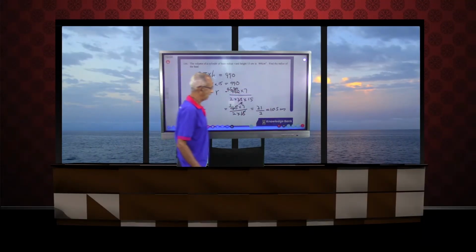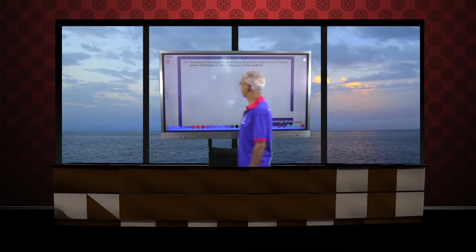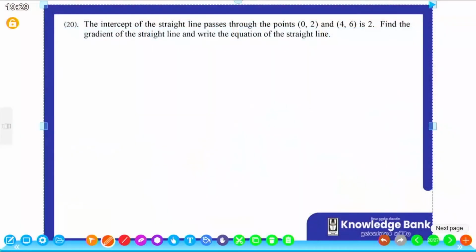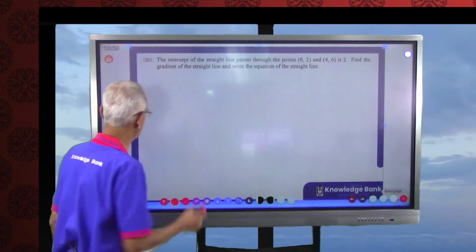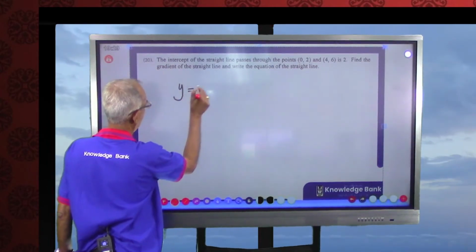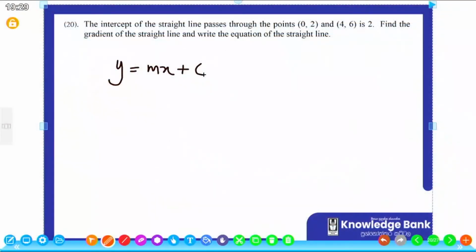Okay. Then let's turn to the next question. Question number 20. The straight line passes through the points (0, 2) and (4, 6). The intercept is 2. Intercept means where it cuts the y-axis. Find the gradient of the straight line and write the equation of the straight line. The equation of a straight line is y = mx + c.